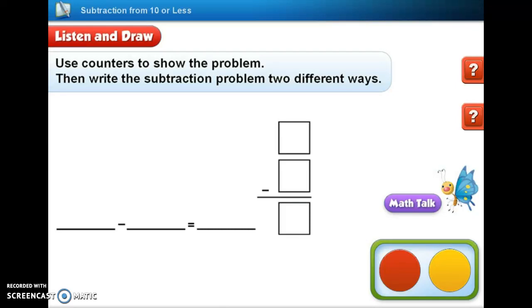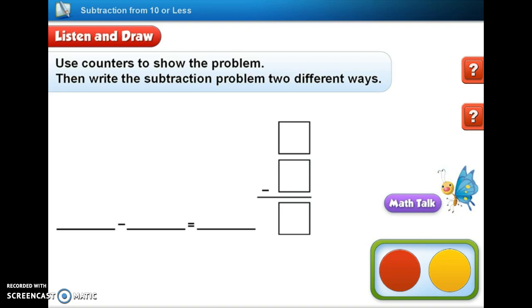Hi, boys and girls. Today, we are going to work on subtraction from 10 or less. We are going to show two different ways to show the subtraction problem. Listen as I read the problem.